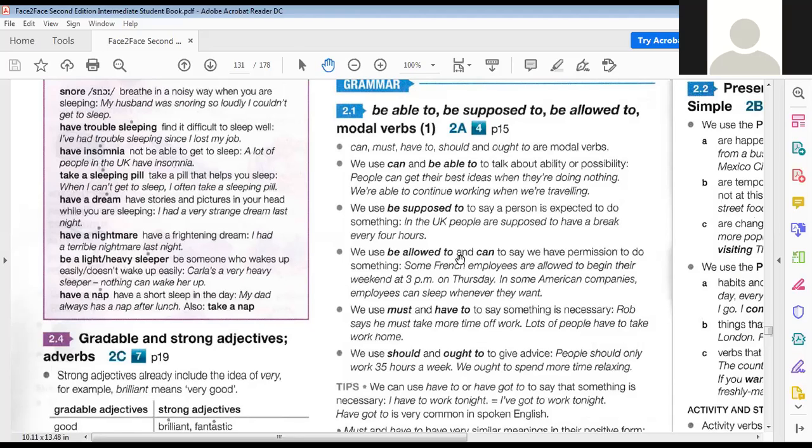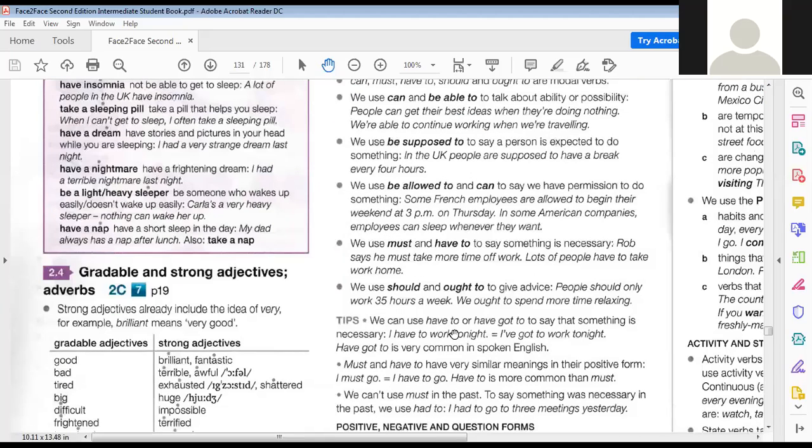Okay, next part. So we have can to show permission, can and be allowed to. This is permission. Must and have to for necessity, to show that something is necessary. Then we have should and ought to. This is for advice, right? There's a nice tip it says here. We can use have to, or have got to. So it's optional. You can say I have to leave, or you can say I've got to leave, especially if you're British. British, I think, use I've got to leave, maybe a little more. Here it is. I've got to. It's very common in spoken English.